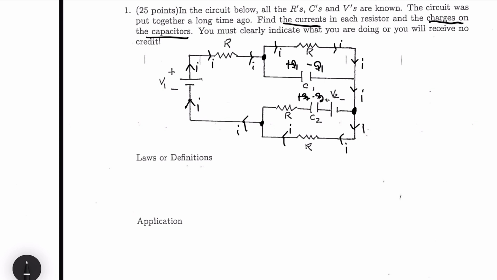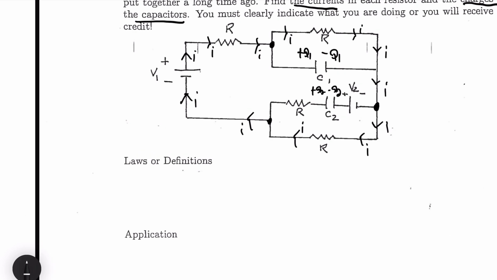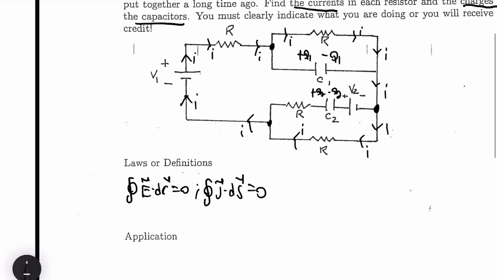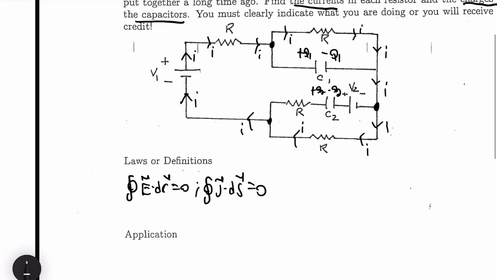So after that, I can just write the laws. The laws for practically any circuit are these two, where if we go along a closed loop, the integral of E dot dr is equal to 0, and in the second row will be the junction rule, where the flux of J dot dS is equal to 0. But in this case, we don't really have any junctions, so that won't really be of any use here. But it's always good to write down. And then occasionally, we will use conservation of charge, but I don't think this exam will cover that.